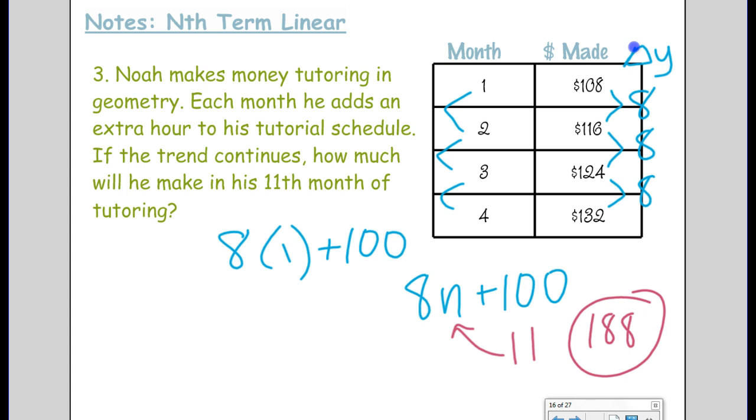He's making more each month because he keeps adding hours. So in the 11th month, he'll make $188. Put a dollar sign. Make sure you put your units.